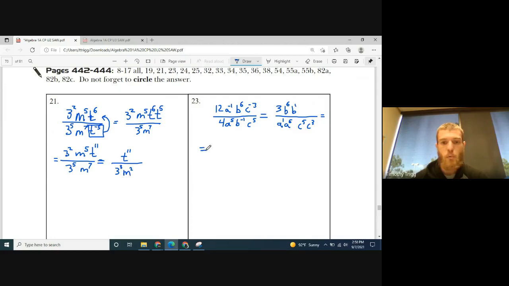Okay, so equals. So on top now, we have 3b. Well, b to the what? Well, here we have 6 and then a 1. We add those powers. Remember, when we're multiplying, you add those powers. A to the power of 6. C to the power of 8. Adding the powers, adding the powers.